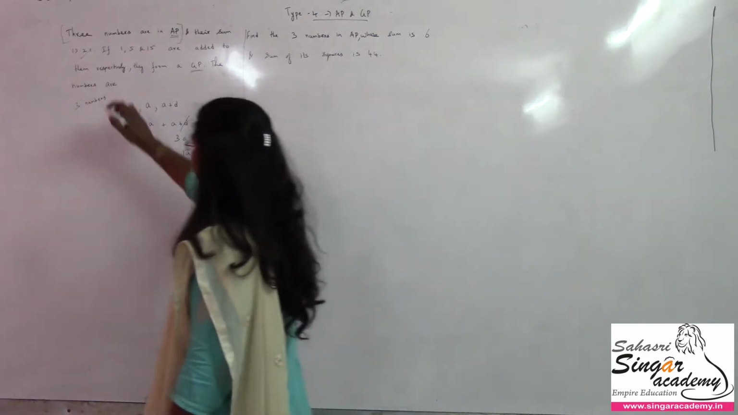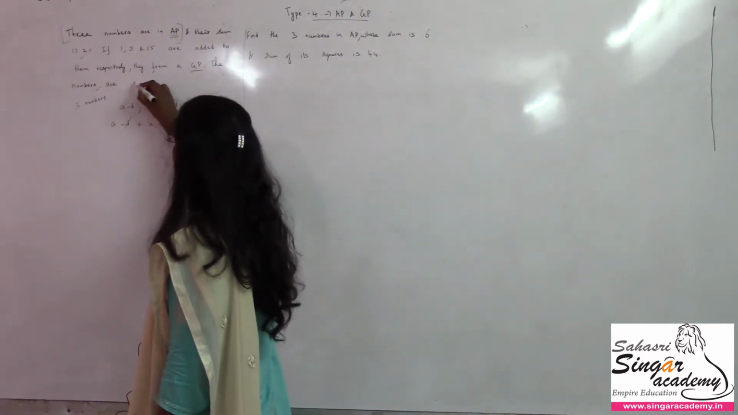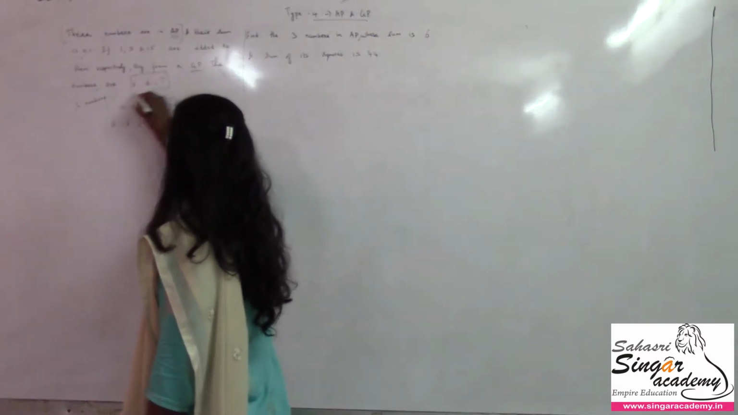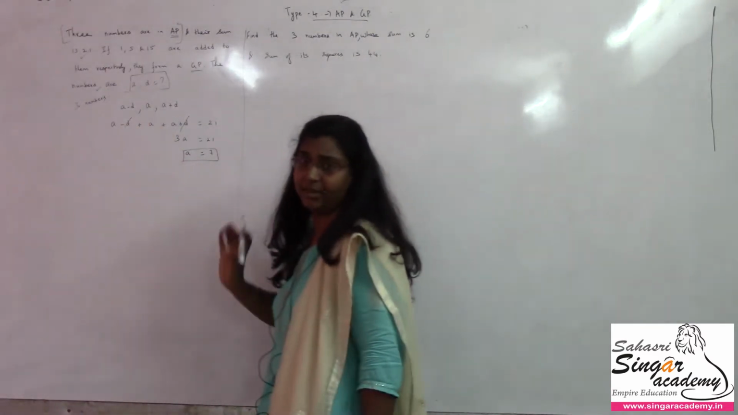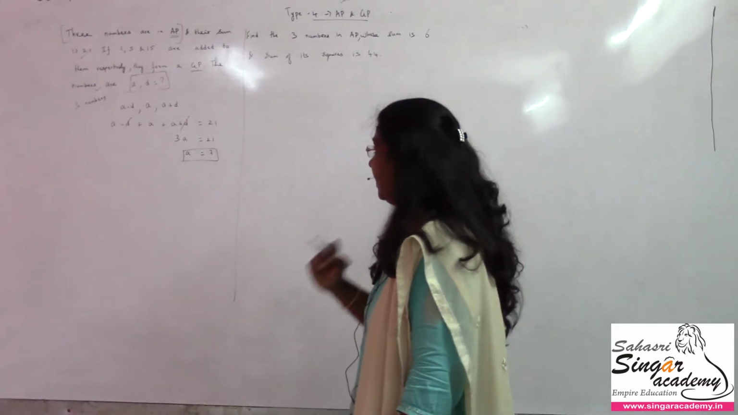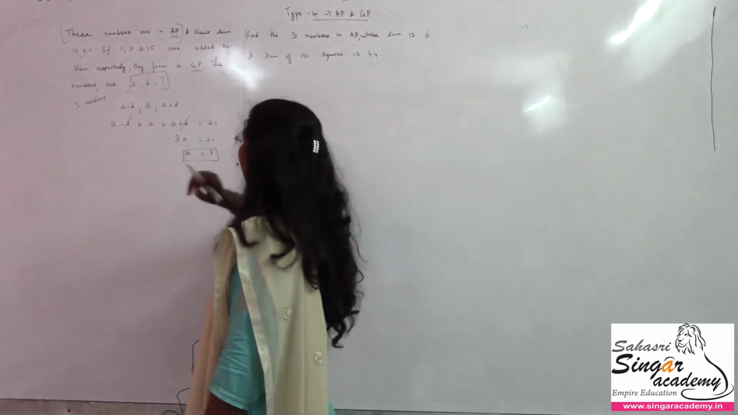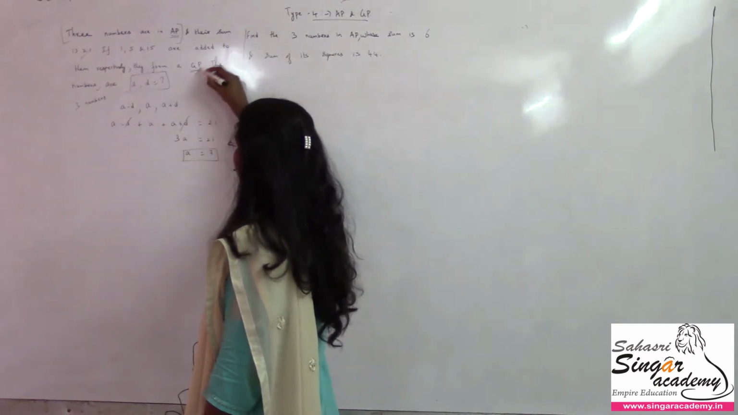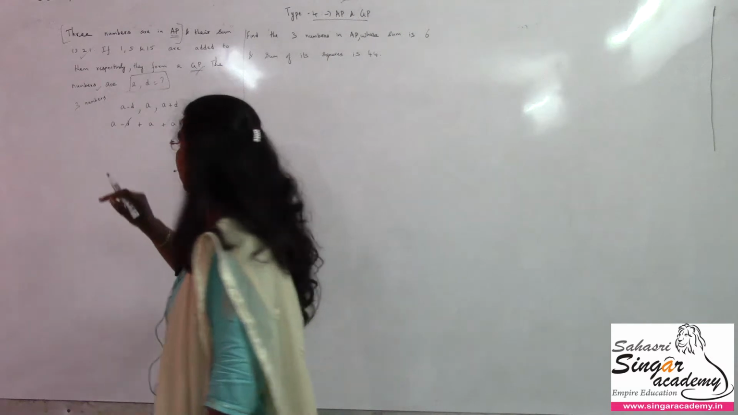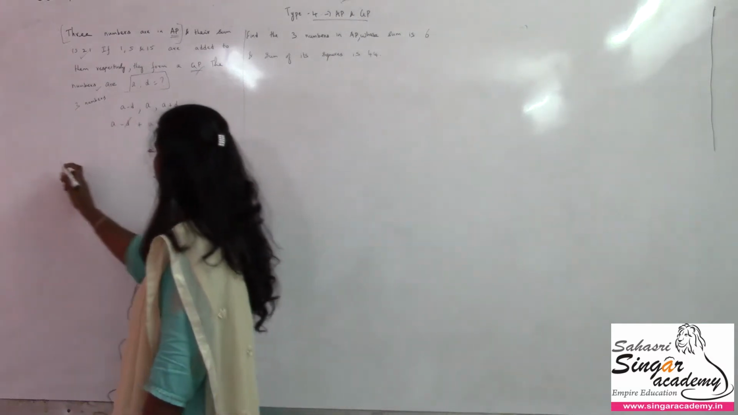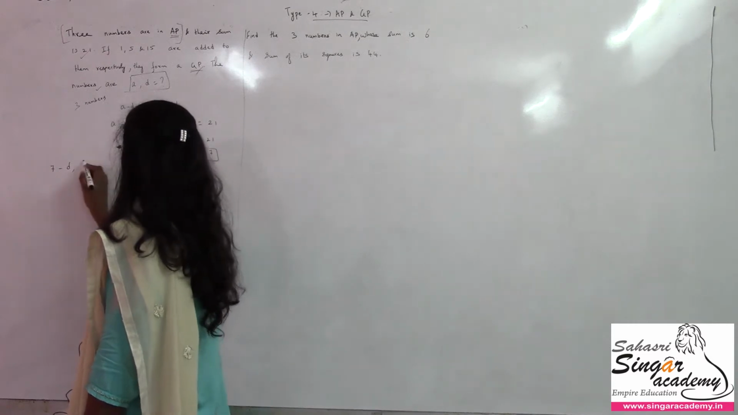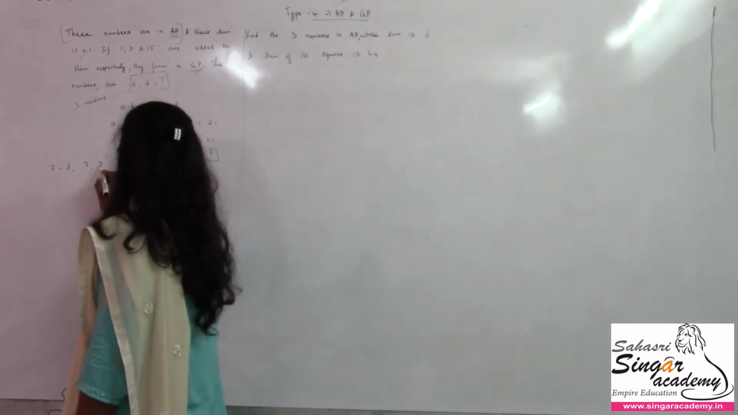We are asked to find the numbers. If I want to find the numbers, I want to know the values of A and D both. Only if you know A and D can you find the numbers in this sequence. I have only A, but another hint has to be given to find D. The other hint is given in terms of GP. The numbers are A minus D, A, A plus D, which here is 7 minus D as one number, another number is 7, another number is 7 plus D.